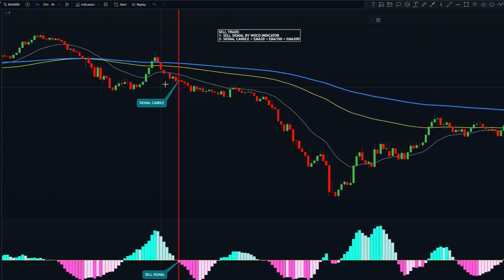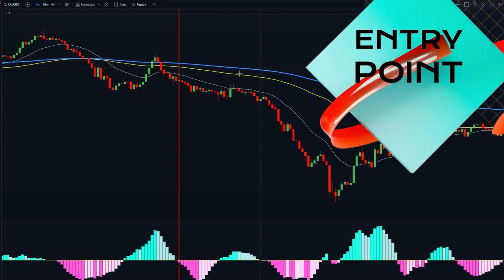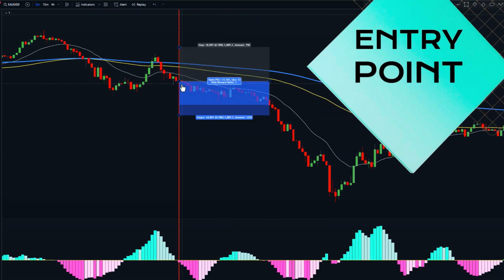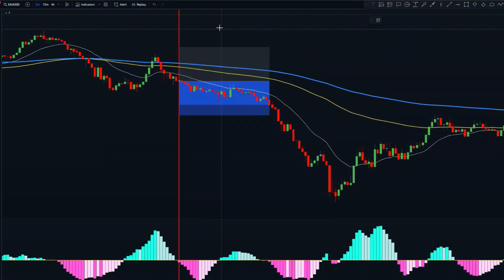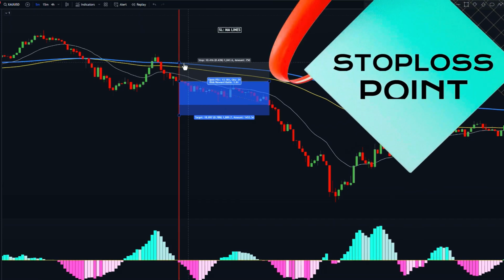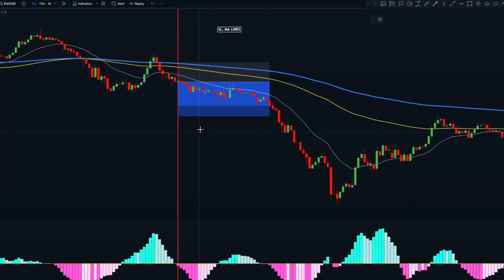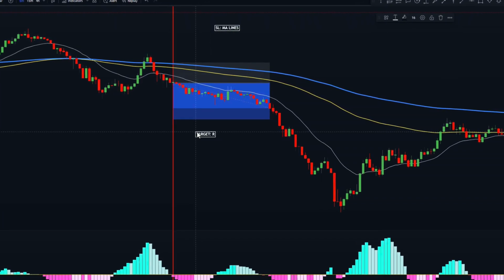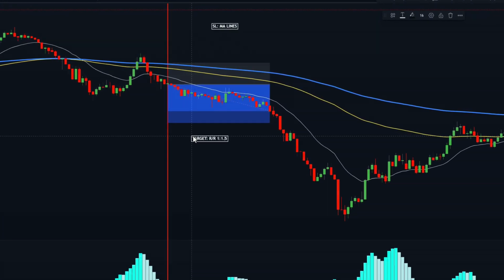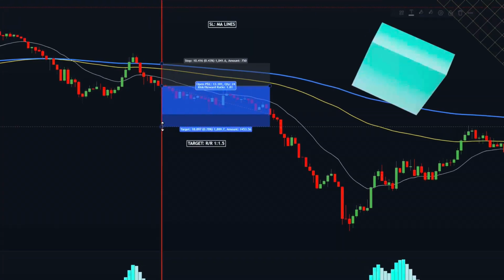Once you confirm these conditions, it's time to take action. Open a sell order at the closing price of the signal candle. Now, to protect yourself from potential losses, set a stop loss above one of the moving average lines. And finally, let's talk about your profit target. Aim for a risk to reward ratio of around 1 to 1.5.